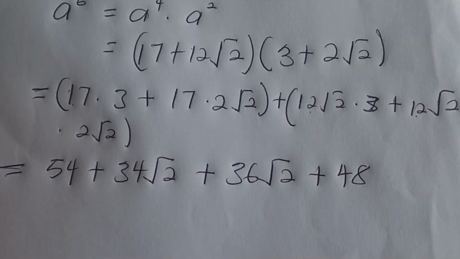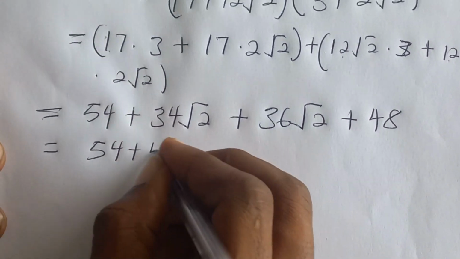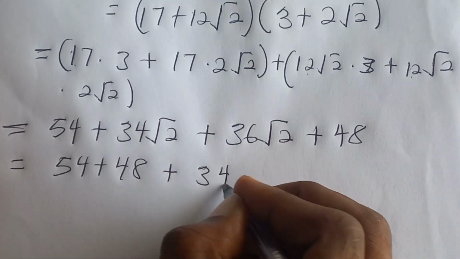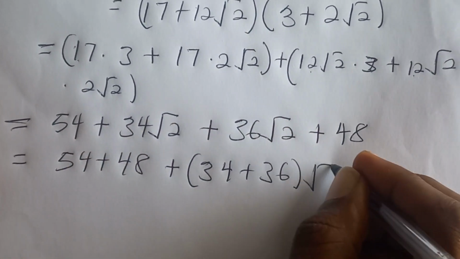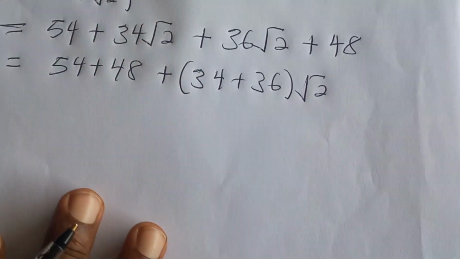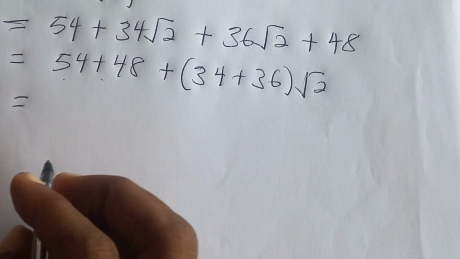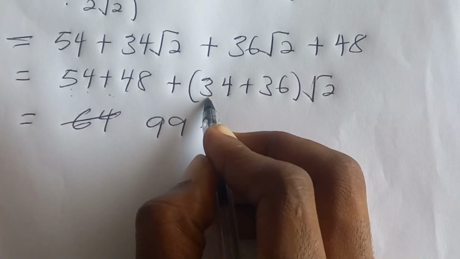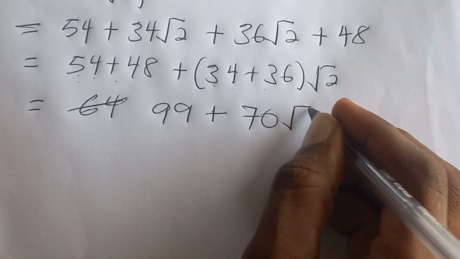Now let's simplify it further. We are going to get 51 plus 48, plus 34 plus 36 all into bracket, then square root of 2. Now 51 plus 48 is 99, plus this 34 plus 36 is 70, so 70 square root of 2.